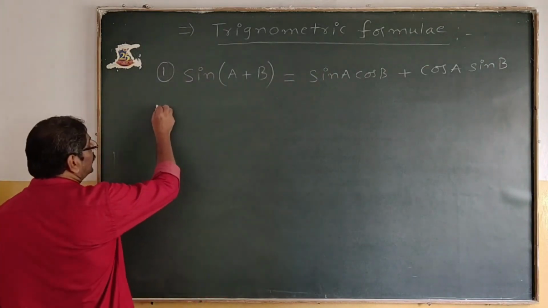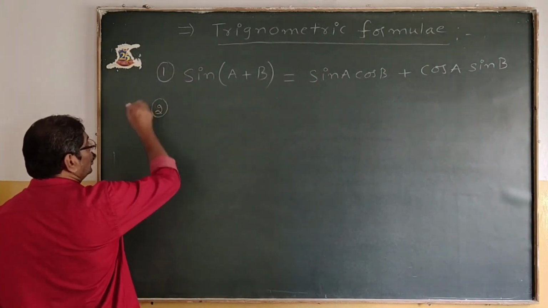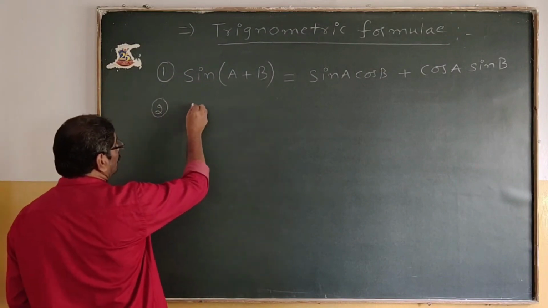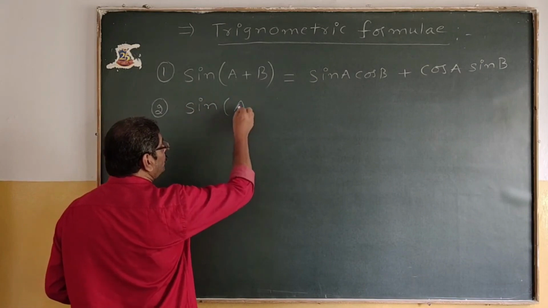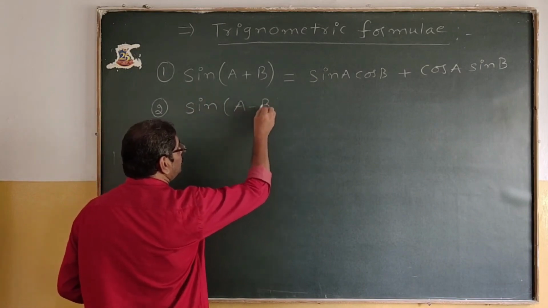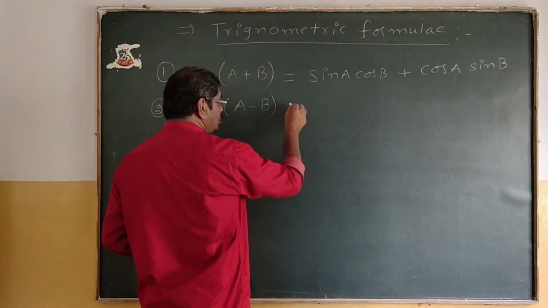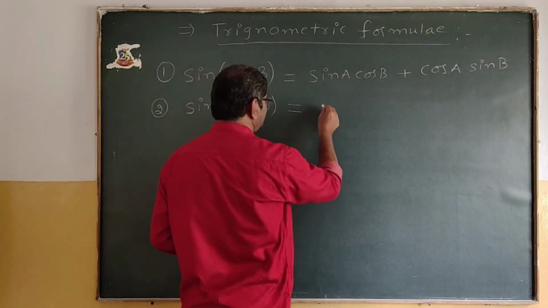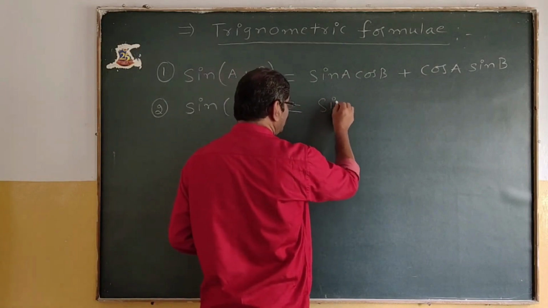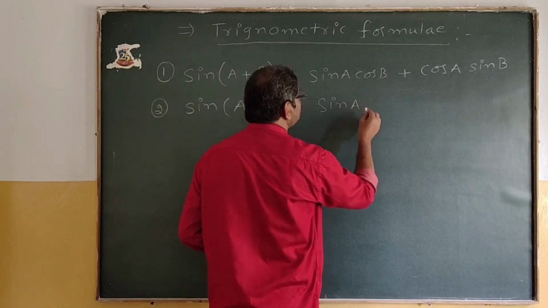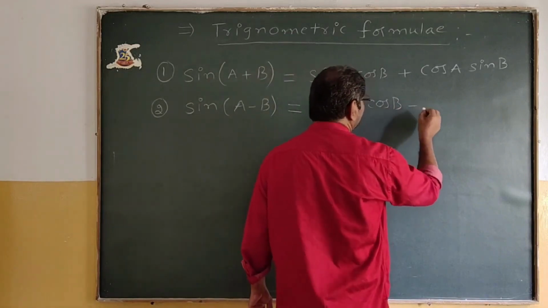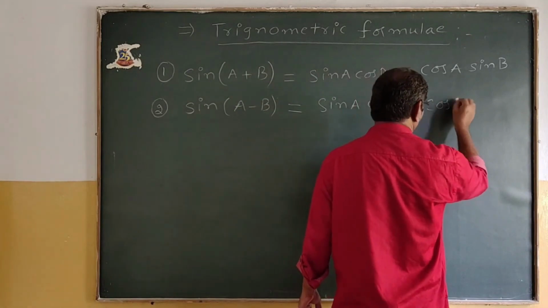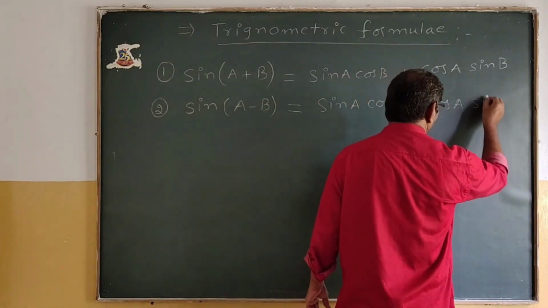Now similarly, let us come to another important formula. That will be sine of a minus b. Now remember sine of a minus b will be numerically equal to sine a cos b minus cos a sine b.